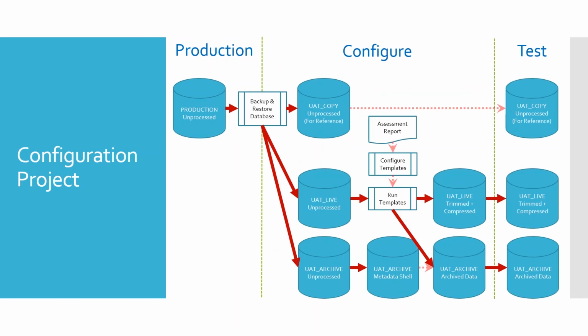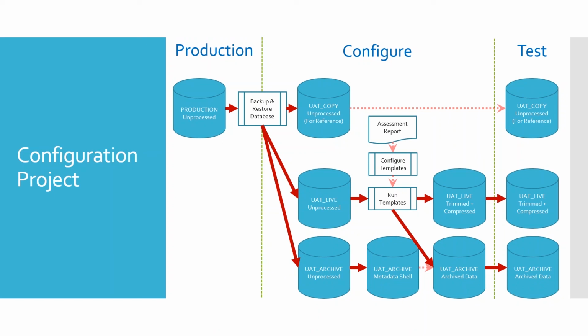The configuration project looks a lot more complicated, but it's actually pretty straightforward. So let me explain this so that it makes more sense. I know it looks scary, but it's actually, as I said, not that hard. So the configuration project, the way it works is, again, we start with your production database, and you would, as a client, back it up and provide us with 3 copies of that production. One that we call UAT copy, one called UAT live, and one called UAT archive. All right, so it's actually 3 copies of production currently is what you see in that configure phase.